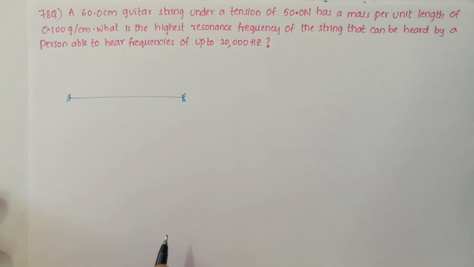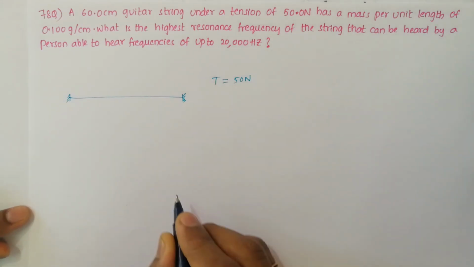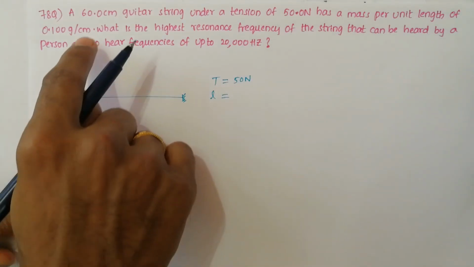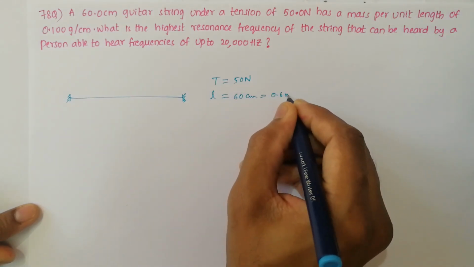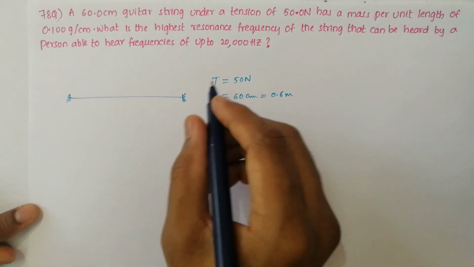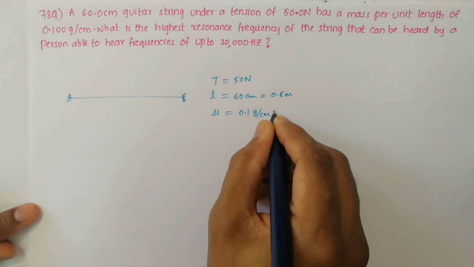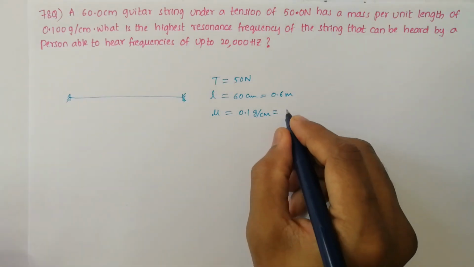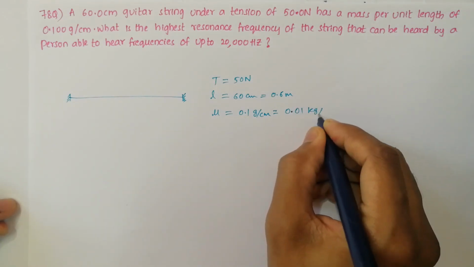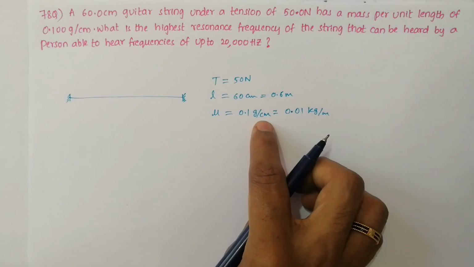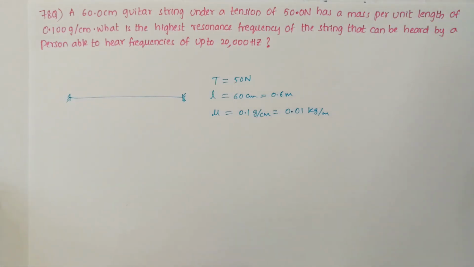Now, what are the terms given? He has mentioned the tension in the string as 50 Newton. Next, he has given the length as 60 centimeter, which can be written as 0.6 meter. Next, the mass per unit length, the mu value, is given as 0.1 gram per centimeter. I can convert it into kg per meter, so I'll multiply by 100 and divide by 1000. So it will be 0.01 kg per meter. These are the terms we got.